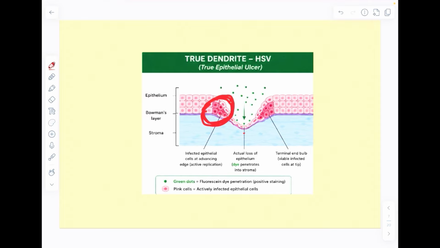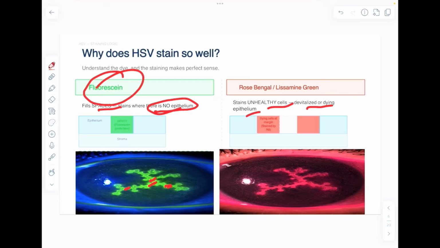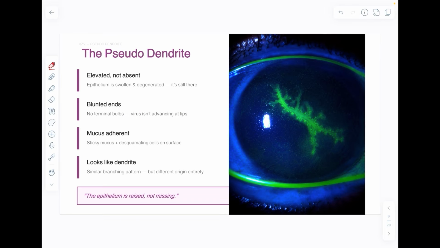So epithelial cells need to be there for staining by rose bengal. Here the viruses are actively replicating inside the cells, so these cells are devitalized. So rose bengal stain will stain these cells where it is degenerated or devitalized. Okay, these cells are healthy, so it will not get stained. And here there are no cells, so rose bengal will not come here. So rose bengal will only stain the borders. Okay, so as we can see here, the rose bengal is staining the borders, and very faint staining or no staining at all in the base.